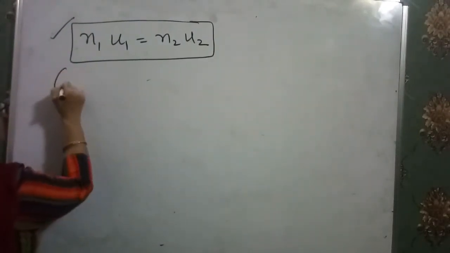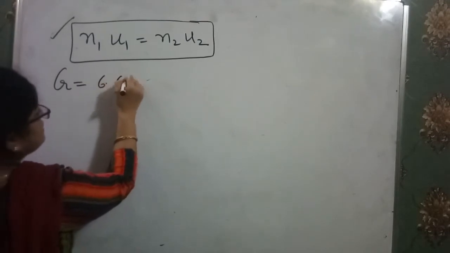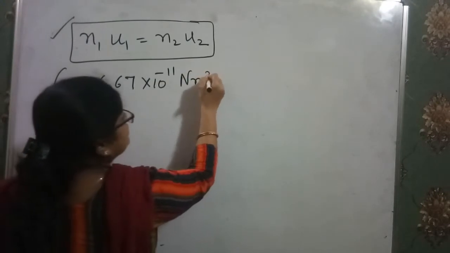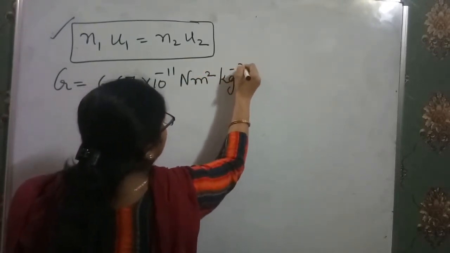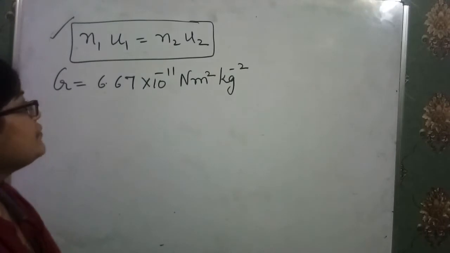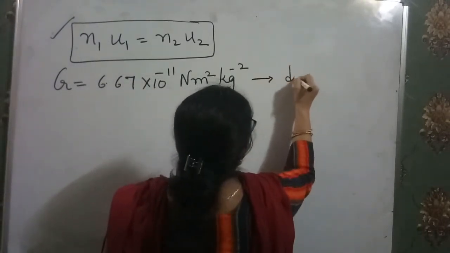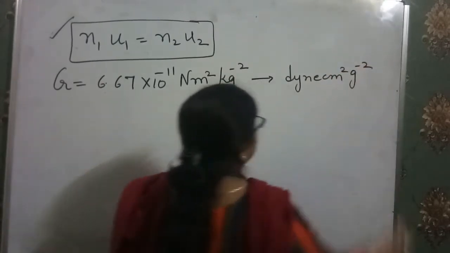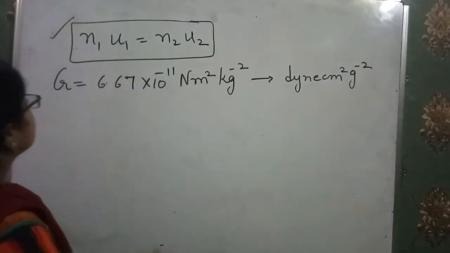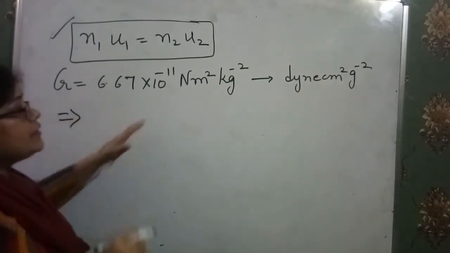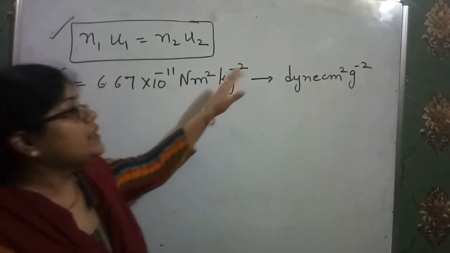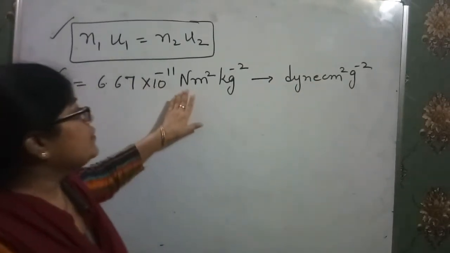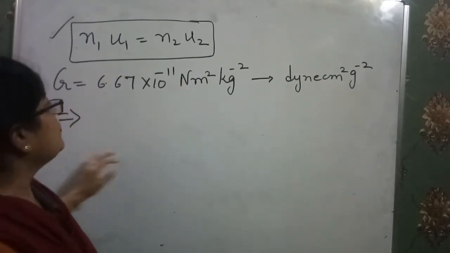For example, we have the unit of gravitational constant 6.67 × 10^-11 Newton meter squared kilogram^-2. Clear? Now we have to convert it into dyne centimeter square gram^-2. How will we convert it? During the conversion, the unit in which we have to convert, put that unit in the denominator, and the unit in which we have, put that in the numerator.